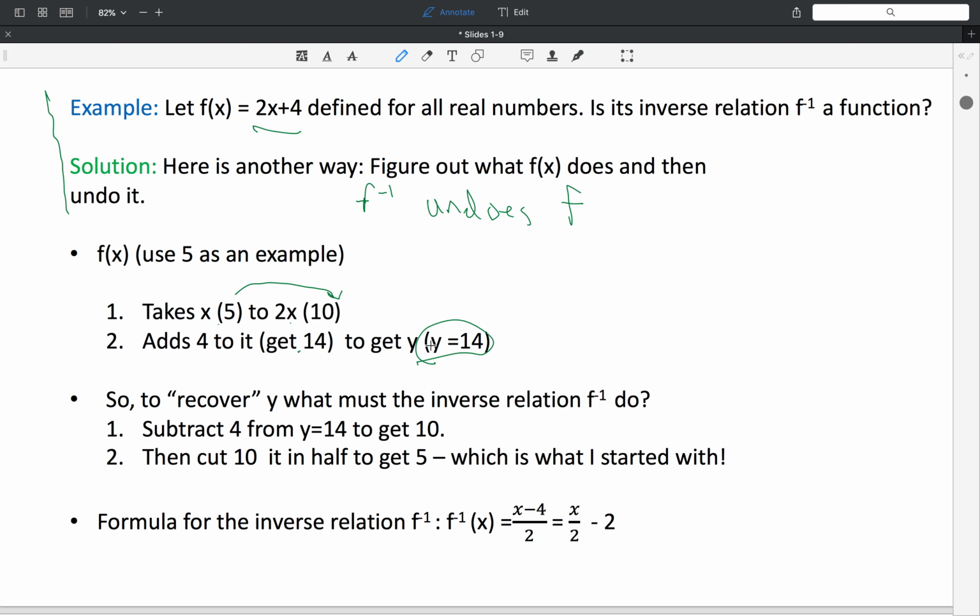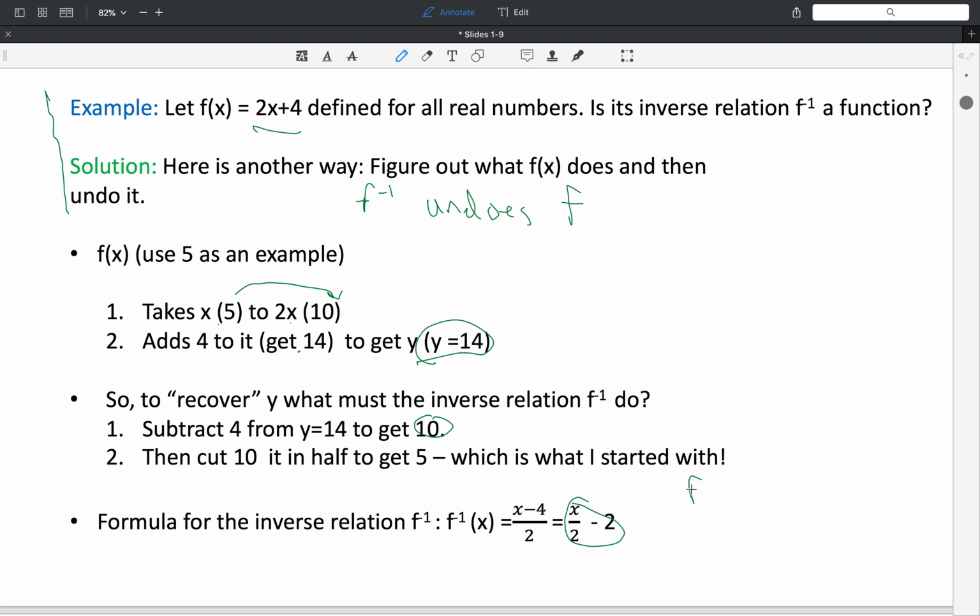Now we have y is equal to 14. So I want to recover y. I want to find out what x is associated with that y. So I'm just going to do things backwards. I subtract 4 from 14 to get 10. And then I cut that 10 in half to get 5, which is what I started with. So I'm going to try to formalize that. I start with my number, I subtract 4, and then I take half. And I can also just divide both parts by 2 to get that. So notice that the inverse takes whatever number, so I'm calling x 14, it subtracts 4 to get 10, divides by 2 to get 5.